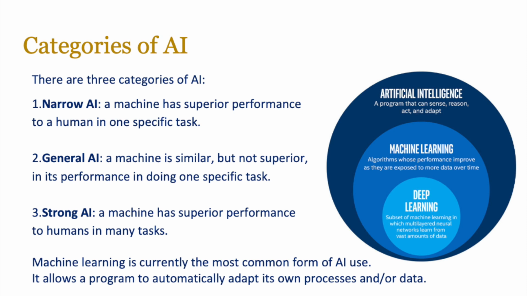The first is AI itself, a program that can sense, reason, act, and adapt. Machine learning is a subset of that. Basically, most of our AI is machine learning at the moment, algorithms whose performance improves as they are exposed to more data over time. And a subset of that is deep learning, which is a multi-layered neural network modeled on the human brain, and they learn from vast amounts of data.